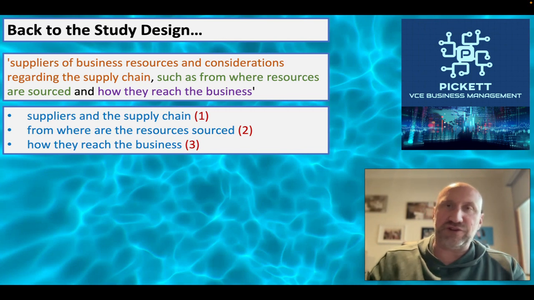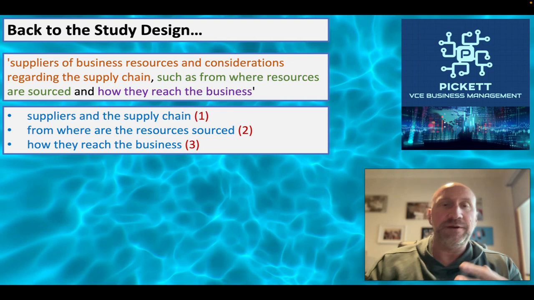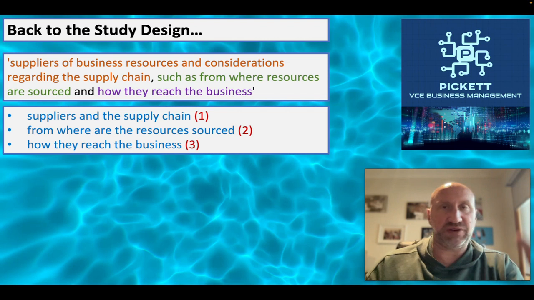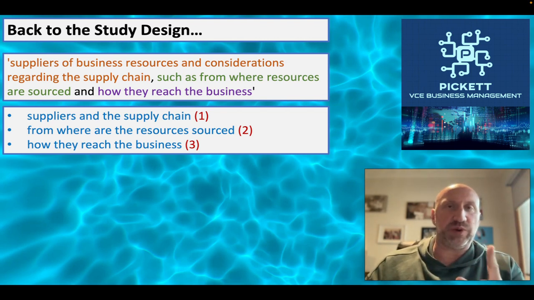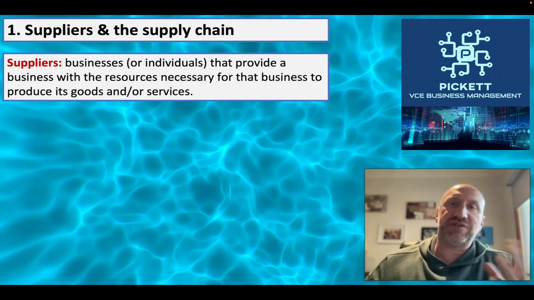So the first part we're going to look at is this idea of suppliers and the supply chain. Then we're going to look at the second part of that key knowledge dot point, which is from where are the resources sourced, and then finally how they reach the business. So that's the plan for the rest of the video, that's what we're going to look at in that order. So first off, suppliers and the supply chain.